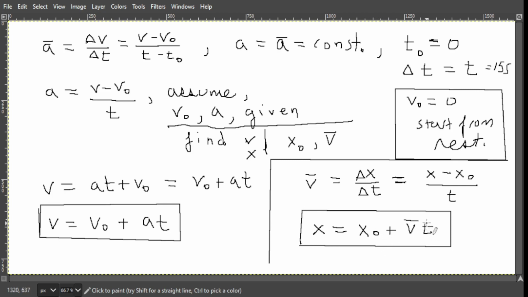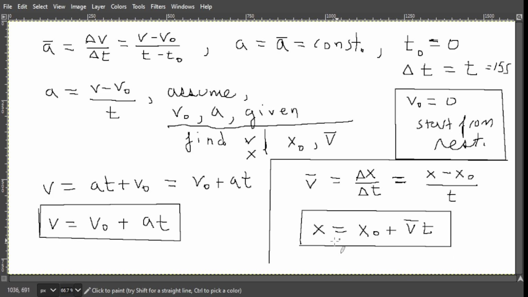Because you can see if you put in t equals 0 right here, then 0 times v, whatever it is, is 0. So the initial position, when you start the clock at t equals 0, x is just equal to x0. Then x adds whatever the average velocity is times t. So what kind of a curve is this going to give you? The position versus time curve, for x as a function of time, will be a straight line.